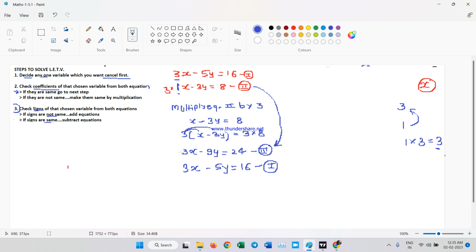Alright, and now you check the coefficients. Coefficient of x in the first equation is 3, and in the third equation it is 3, which means the coefficients are now matching. So now we will go to the next step, step number 3, and now you will check the sign. What are the signs over here? This 3x is plus, this 3x is also plus, which means this time, for the very first time, the signs are the same, and if the signs are the same, then subtract the equations.